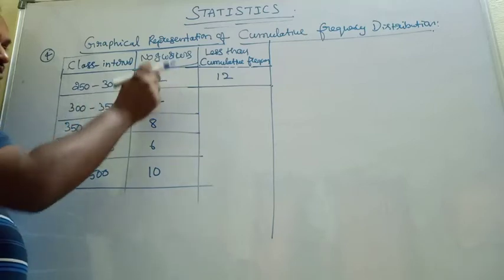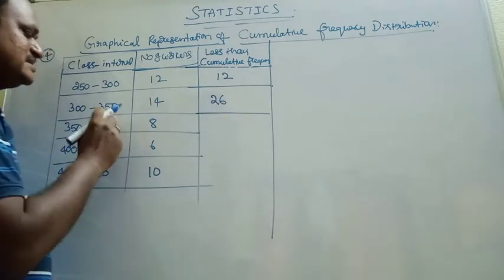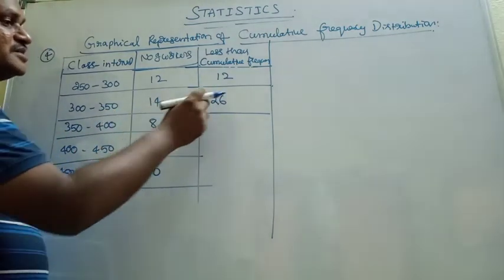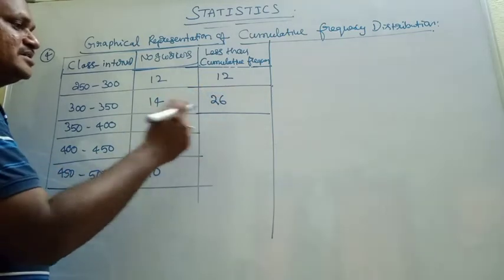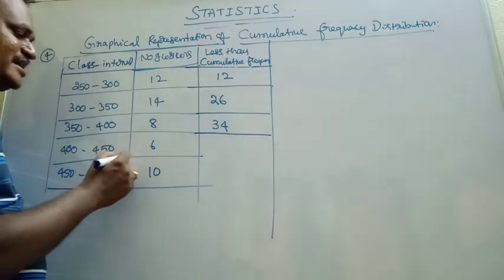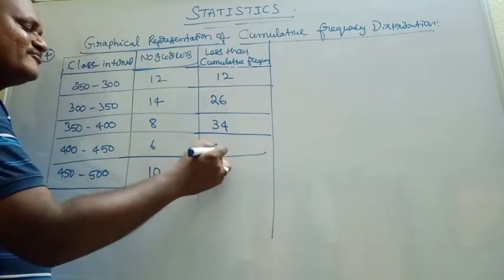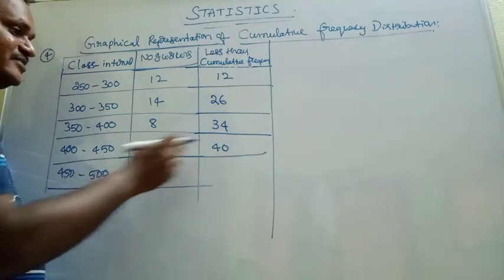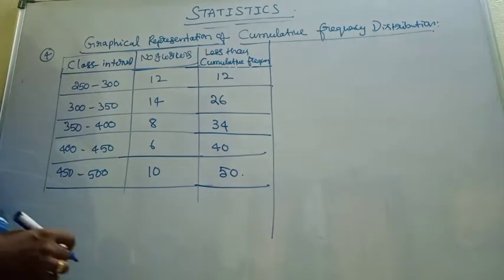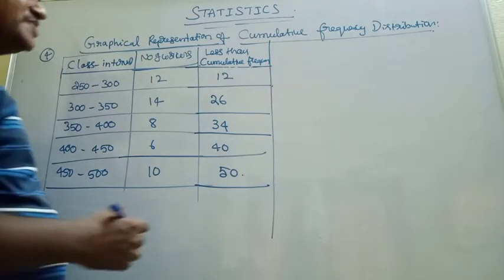This 12 plus 14, totally we have 26. Less than 400, this 26 plus 8, you will have 34 here. Now less than 450, 34 plus 6, this 6 also will be included, so 40. Less than 500, this 40 plus 10 equals 50. This is the less than cumulative frequency.